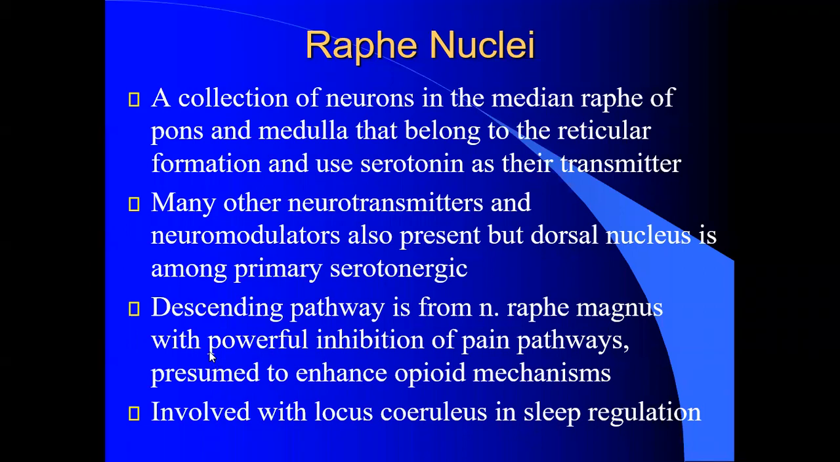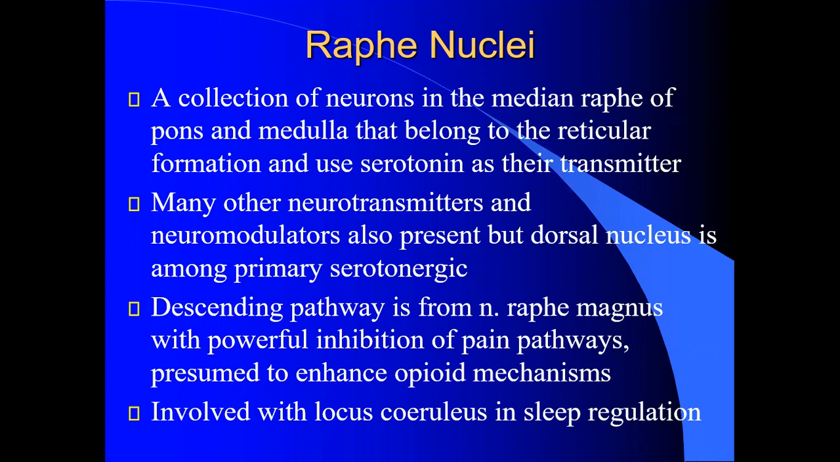And then the raphe nuclei. This is a collection of neurons in the median raphe of the pons and medulla. They are part of the reticular formation. What they all share is that they use serotonin as a neurotransmitter.